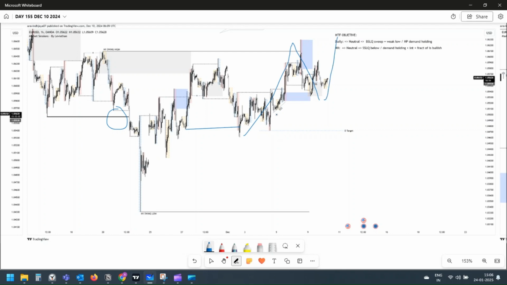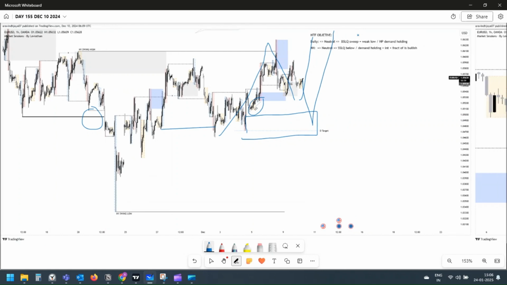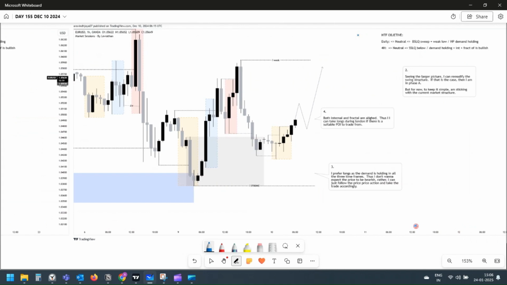Otherwise, there is also some unmitigated demand right here, where the price can push down, take out all these sell liquidities, tap into this unmitigated demand, and then start to push up. So anything can happen. The only thing that protects us is the session directional bias.